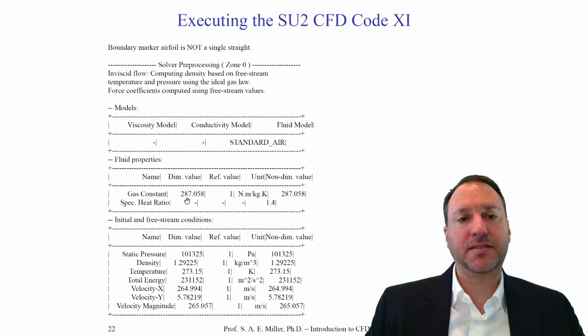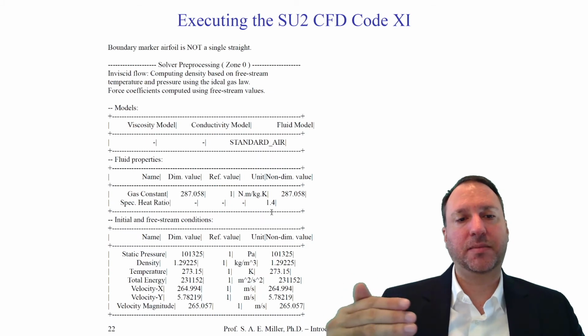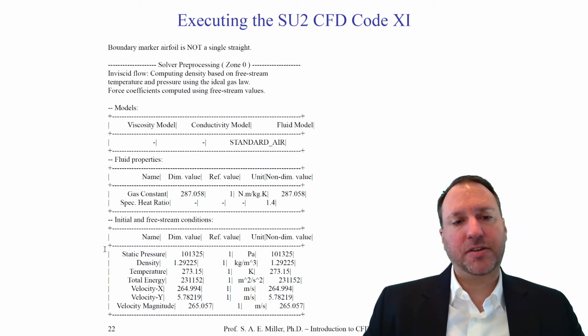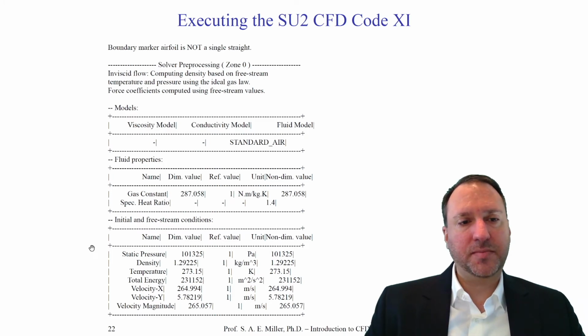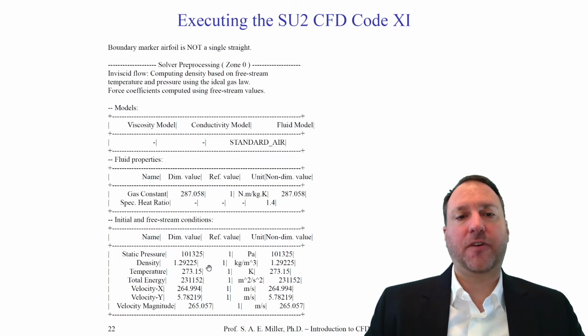We have gas constants R, which have units of Newton meters per kilogram Kelvin, with the value 287.058. We have a ratio of specific heats of 1.4. Remember that's Cp over Cv from your thermodynamics class. And then we have our free stream values. In these columns, they're saying the static pressure, density, temperature, energy, velocities, and velocity magnitude. This is the properties of the gas at the outer boundary of the domain, the far field condition.